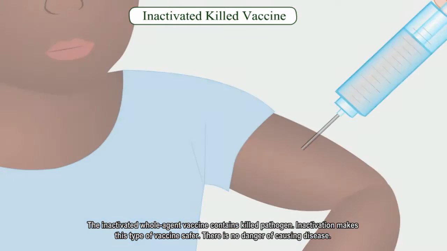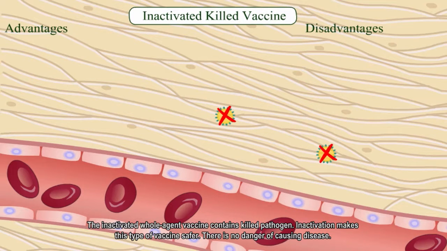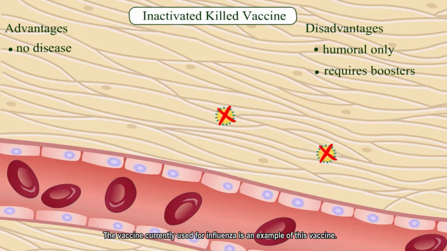The inactivated whole agent vaccine contains killed pathogen. Inactivation makes this type of vaccine safer. There's no danger of causing disease, but the killed pathogen can't reproduce and often has weaker antigens, so it only stimulates humoral immunity and often requires additional booster doses to gain full immunity. The vaccine currently used for influenza is an example of this vaccine.